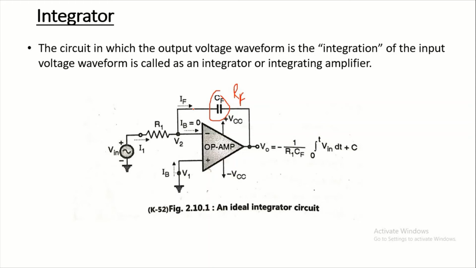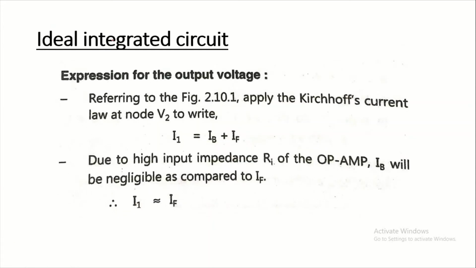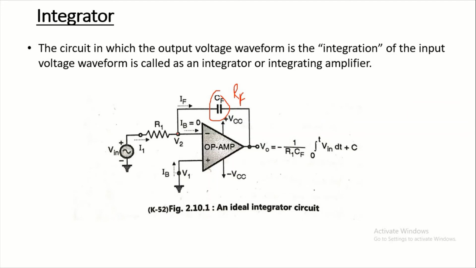Assume that the op-amp used here is an ideal one and V2 is at virtual ground potential. Here V1 is at the ground potential and V2 is at the virtual ground potential. Now we have to derive an expression for the output voltage of this integrator. Referring to the figure above, apply Kirchhoff's current law at the node V2.